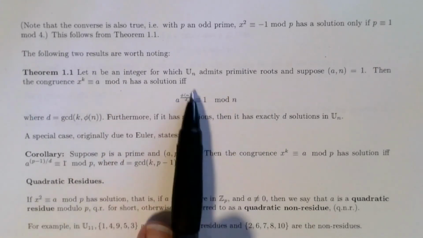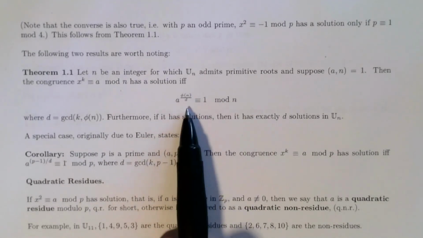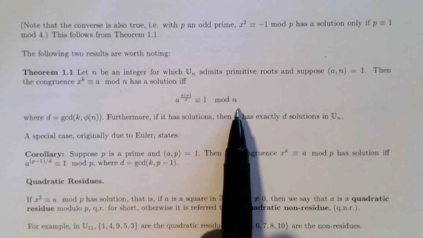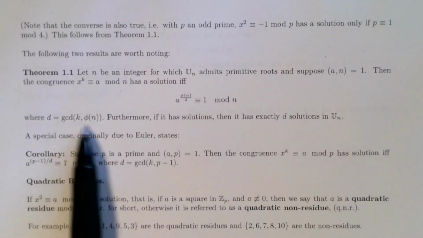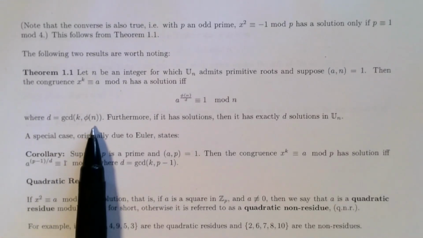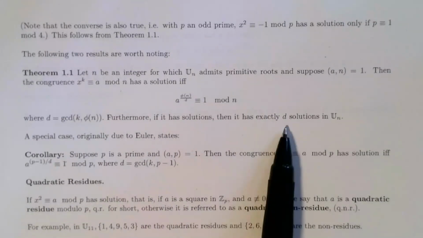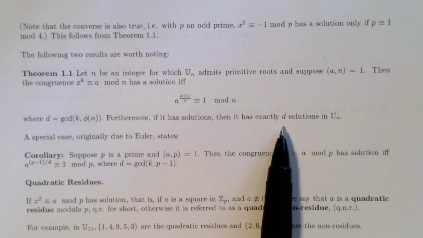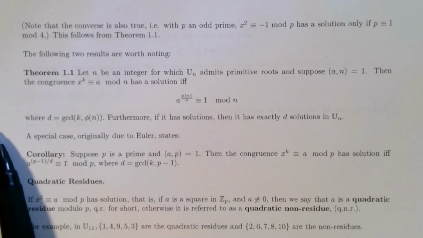This has solutions if and only if a to the φ(n) over d is 1 mod n, where this d is the GCD of k and φ(n). Furthermore, if it has solutions, then it has exactly d solutions. And so this is a lovely, quite general result, and I suggest you have a look at this one in some books on number theory and have a look through the proof.